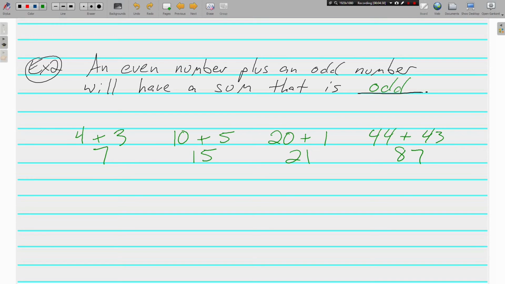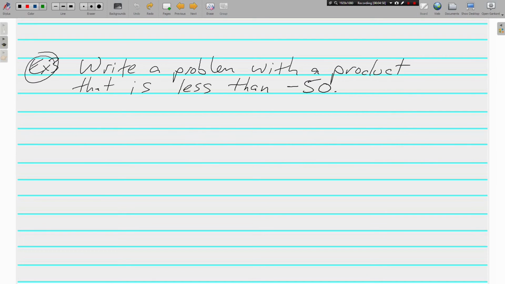Now, maybe you can come up with an example of an even plus odd that isn't odd. If you can do it, let me know. Alright, but here's my answer, odd. And here's my proof. Here's my work that shows how I came up with my fill-in-the-blank answer of odd.